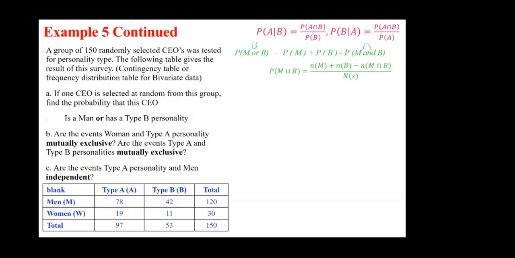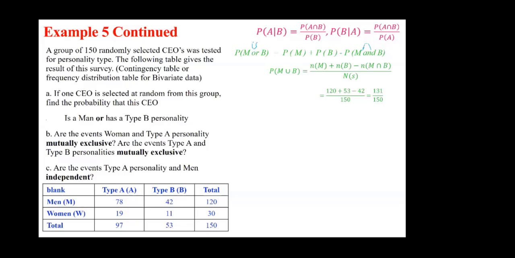And between the two, 42 is in common, which means it has been accounted for 2 times. That's why we subtract it and we get to the answer. There is a different method to find probability of M and B.